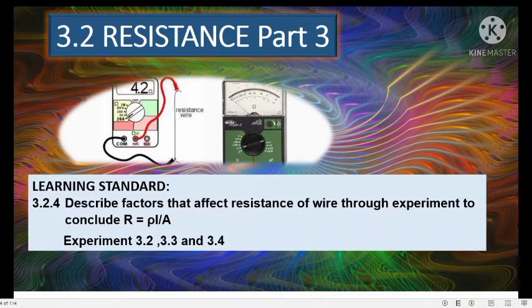Today we continue 3.2 Resistance Part 3. In this video I will discuss one learning standard: describe factors that affect resistance of wire through experiment to conclude R equals rho L divided by A. So in this video I will discuss three experiments, experiment 3.2, 3.3 and 3.4.